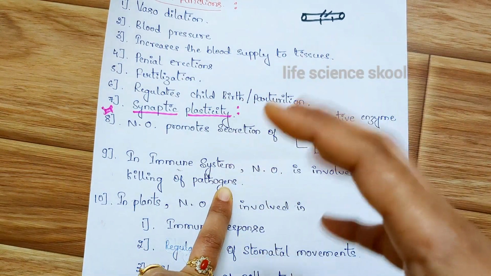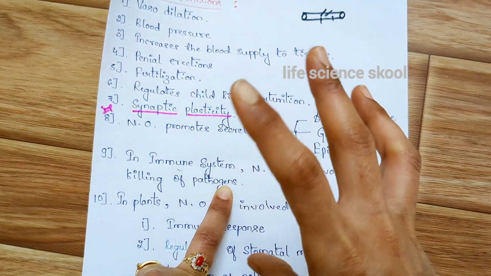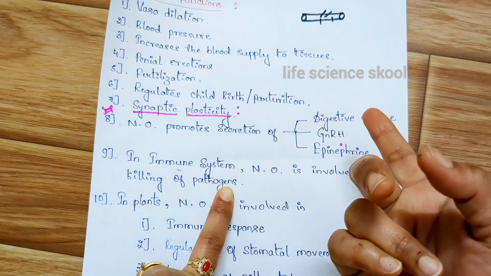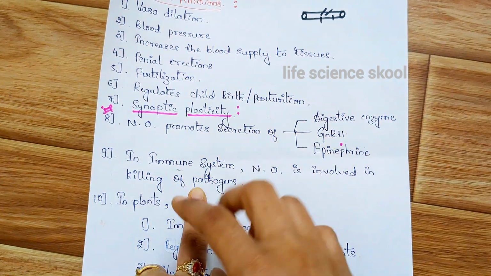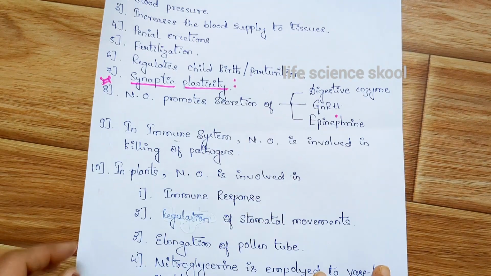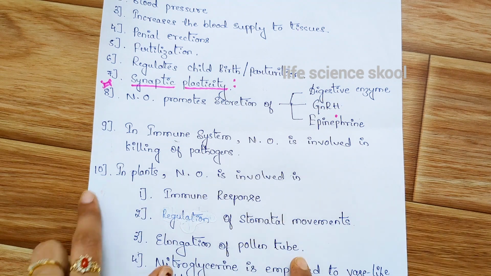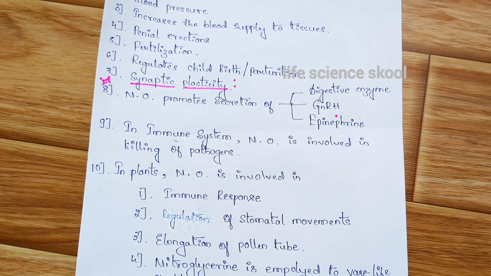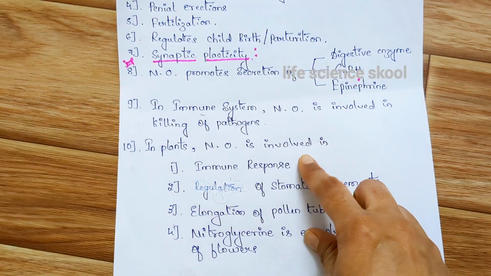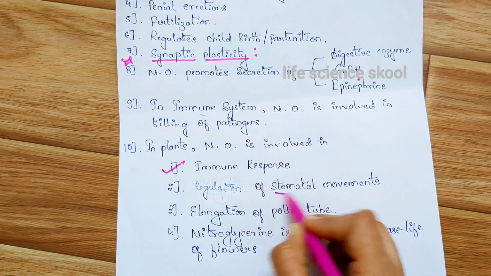In the immune system, when a pathogen enters the body, nitric oxide is produced at high levels, and it kills the pathogens. Moving on to the next point, in plants, nitric oxide is involved in the immune response, and it helps in the regulation of stomatal movement.